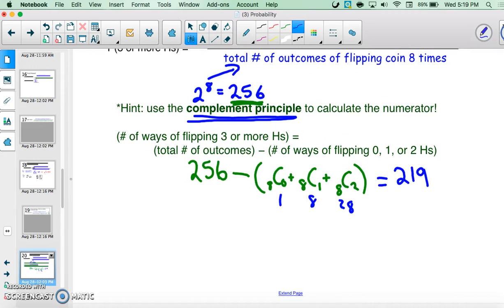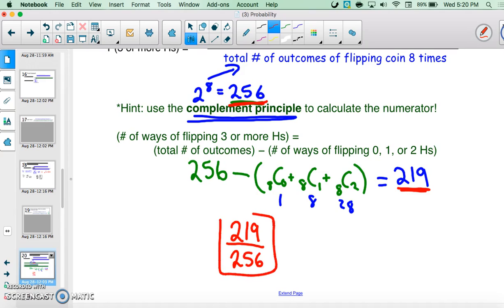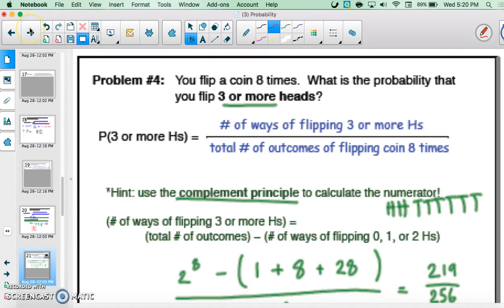To finish this off, we want to put our denominator back on the problem. So we've got 219 and we've got 256. So we're going to do 219 for our numerator, and we're dividing by that 256. And I'm not going to try to simplify that. It also looks like it's a prime number.